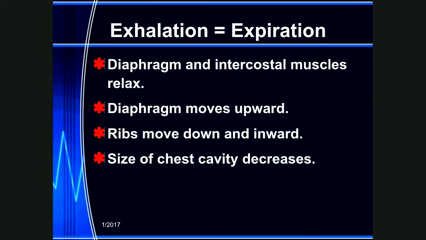The intercostal muscles relax, the ribs lower, the diaphragm relaxes and moves upward to its normal resting position. The size of the chest cavity decreases and air flows out and is compressed out by the decreasing cavity size.